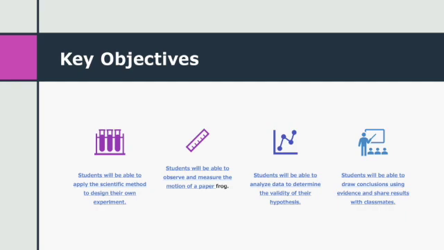First, students will be able to apply the scientific method to design their own experiment. Students will be able to observe and measure the motion of a paper frog. Students will be able to analyze data to determine the validity of their hypothesis. And students will be able to draw conclusions using evidence and share results with classmates.